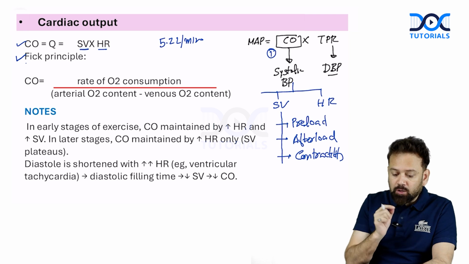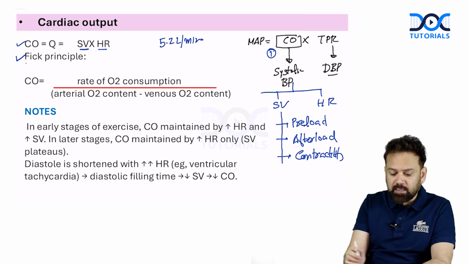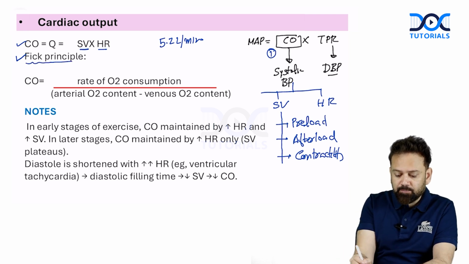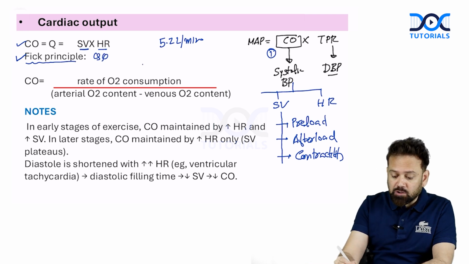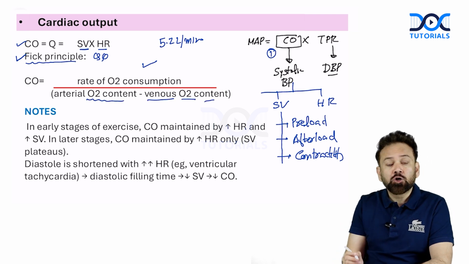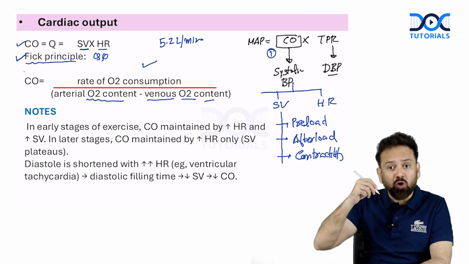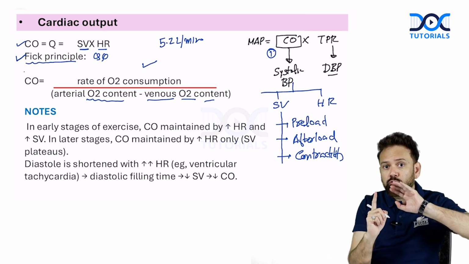Clear? So now cardiac output can be measured by, what is the answer? The Fick principle. And what is the Fick principle? Cardiac output is equal to rate of oxygen consumption upon arterial oxygen content minus venous oxygen content. So in the exam, they can ask you this formula, or else they can give you the values.